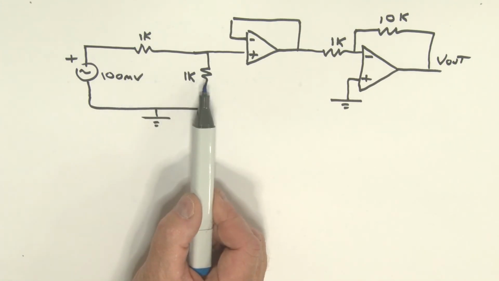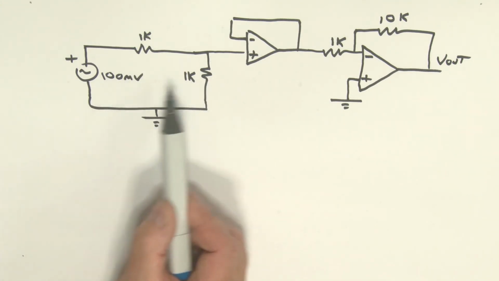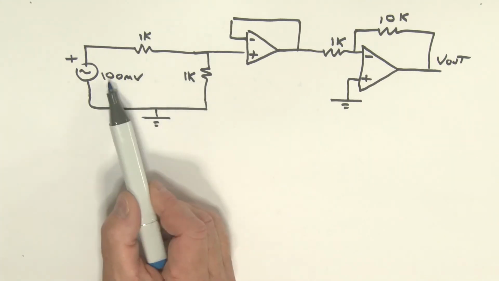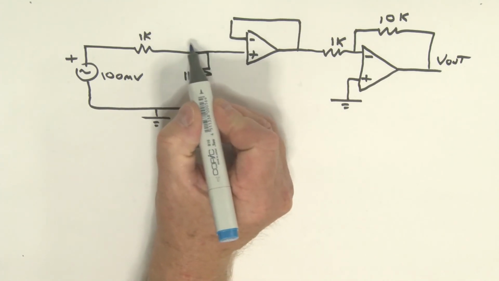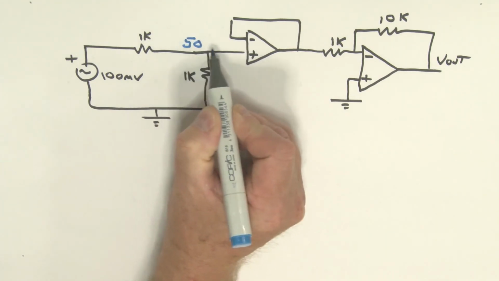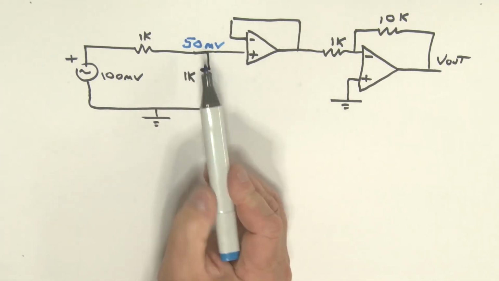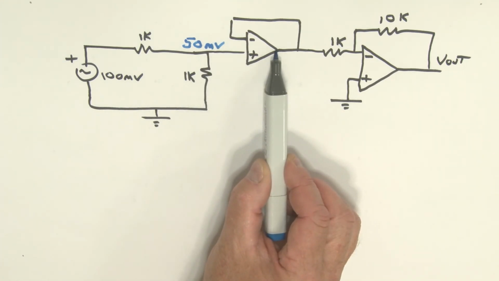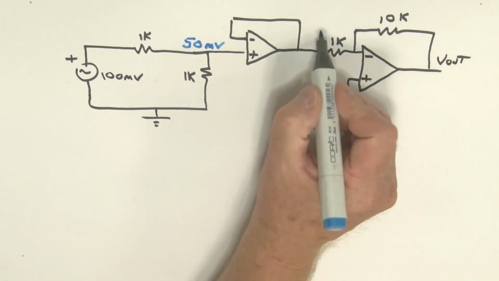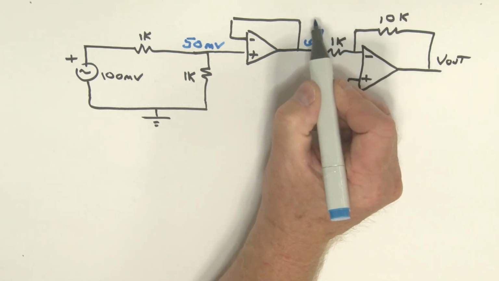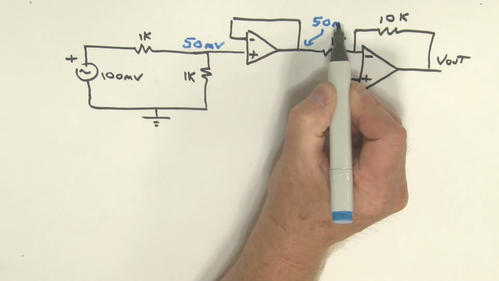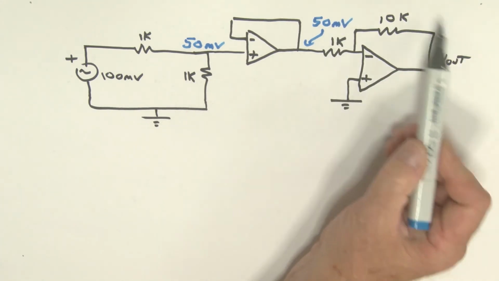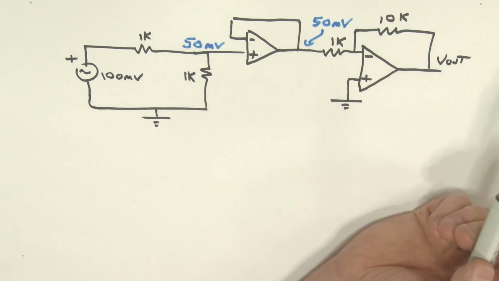This is a voltage division of that 100 millivolts. So it's 1K over the sum of the two. So it's 1K over 2K times 100 millivolts, which means that this voltage right here is actually 50 millivolts. Okay, 50 millivolts feeding into a voltage follower, which has a gain of 1, means that on this side over here, we also have 50 millivolts. Okay, now 50 millivolts then feeding into my inverting amplifier, what do I have?